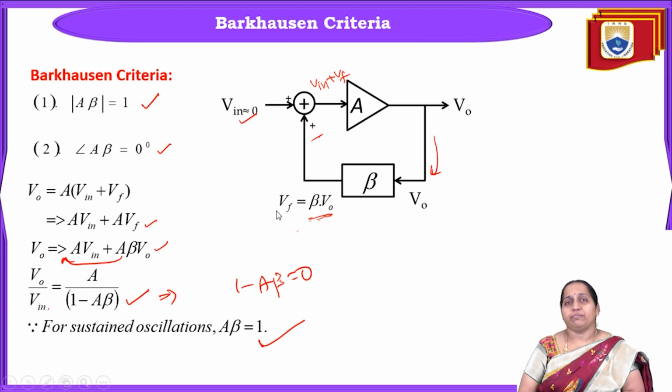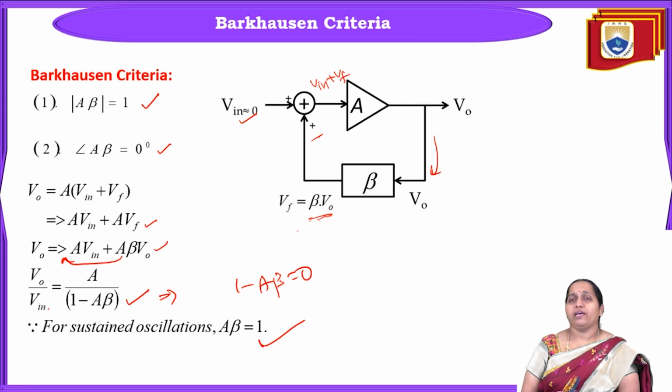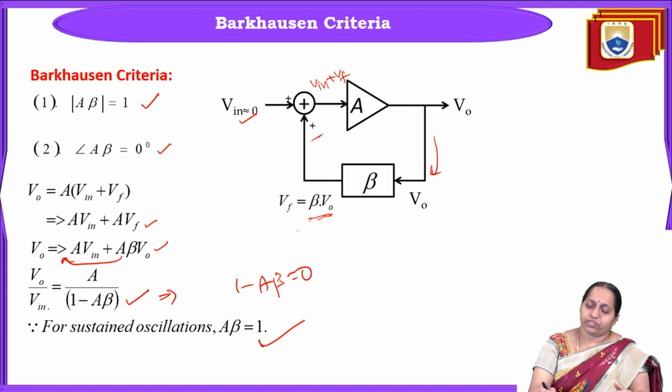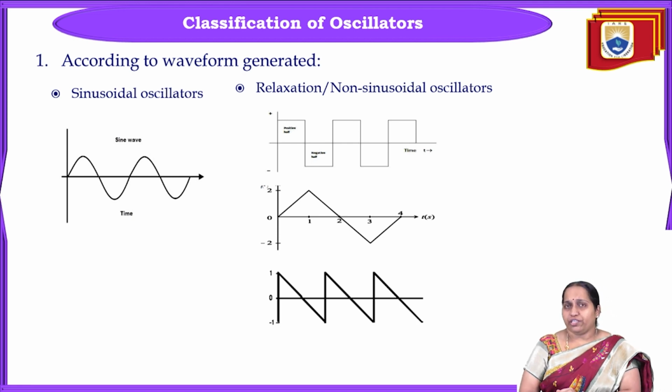So this is called the Barkhausen criteria. Modulus of A beta should be equal to 1, and the angle of A beta should be equal to 0 degrees. That is, the overall phase shift of this network should be equal to 0 degrees. This is called the Barkhausen criteria. And then we shall see the classification of oscillators.